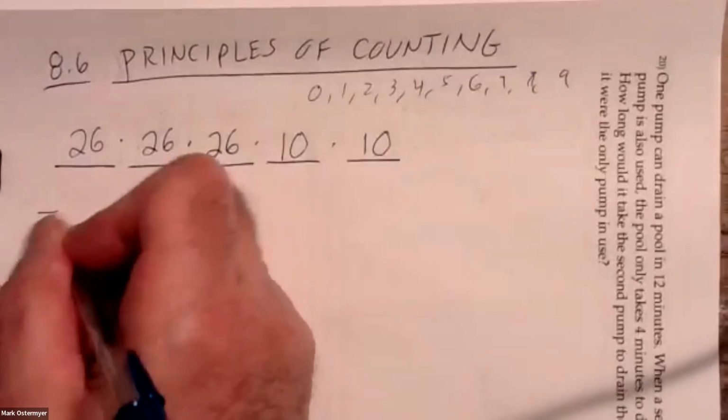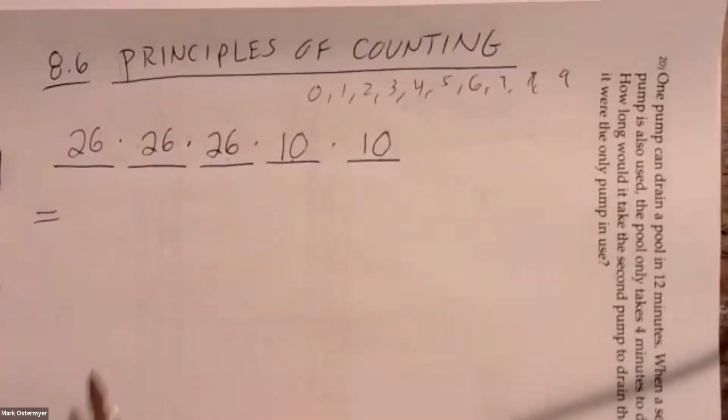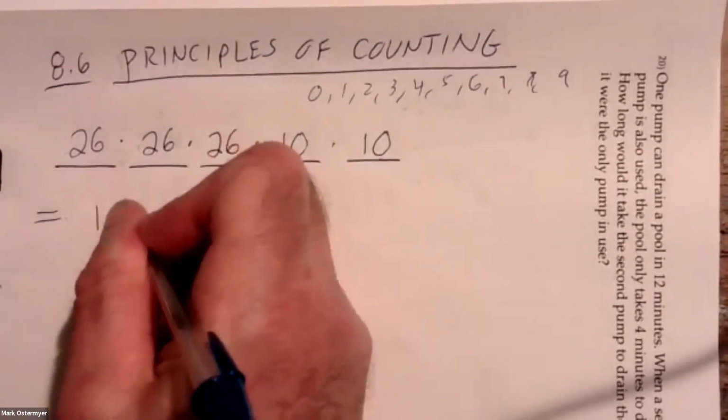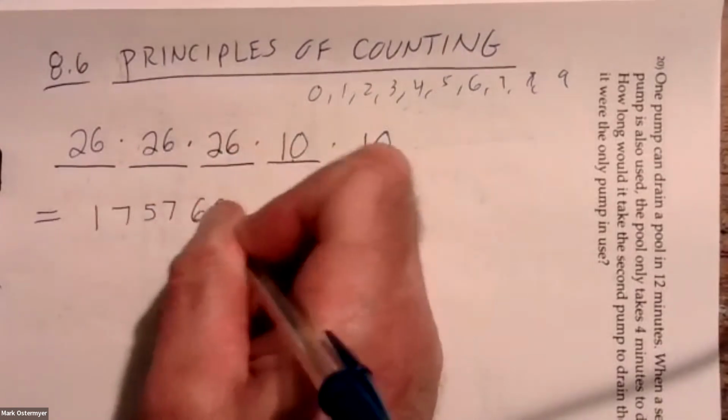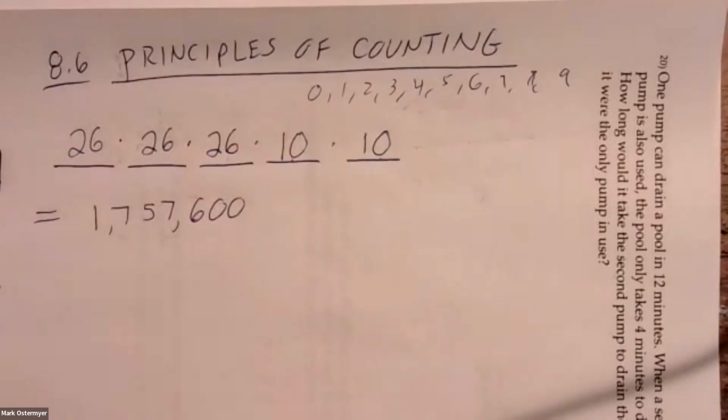Get on your calculator, dial this up. What's 26 times 26 times 26 times 10 times 10? What number do we get? All righty, getting a big old number here. So there's 1,757,600 different passwords you can create.